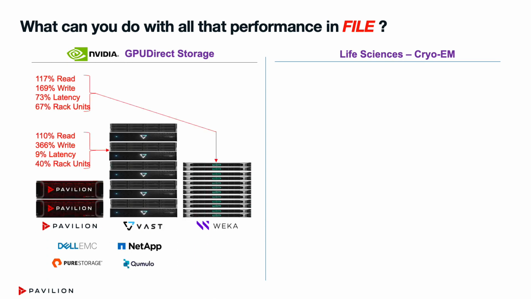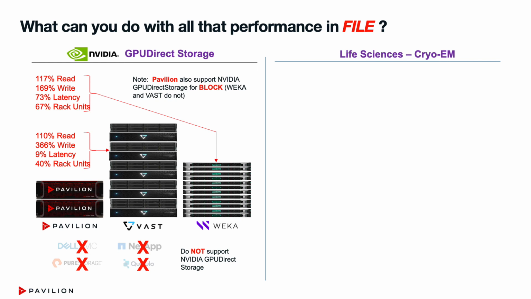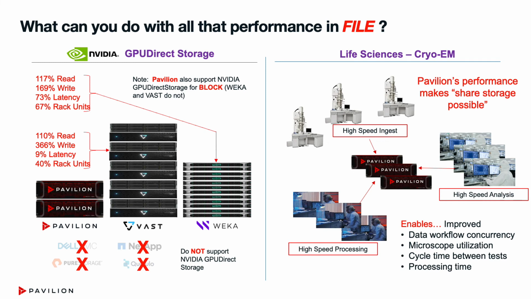So remember, what can you do with all that file performance, right? Well, if you look in that GPU direct storage arena, we did GPU direct testing. Pavilion was 110% the read performance of VAST, almost 400% the write, at 9% the latency, and 40% the rack units. The next slide is Weka, 117% the read, 169% the write, at 73% the latency, at 67% the write. Or you can have an environment where you need high-speed ingest, doing data conversion, and high-speed processing, high-speed analysis, enables data in place workflow.